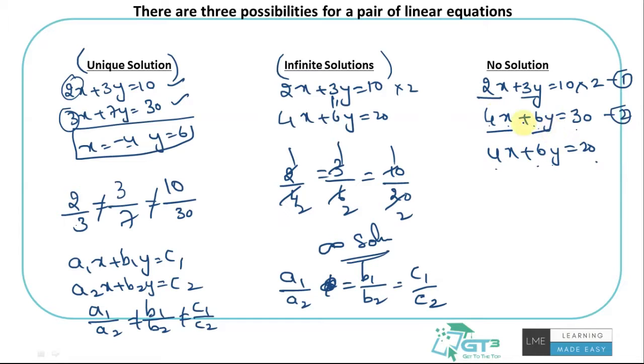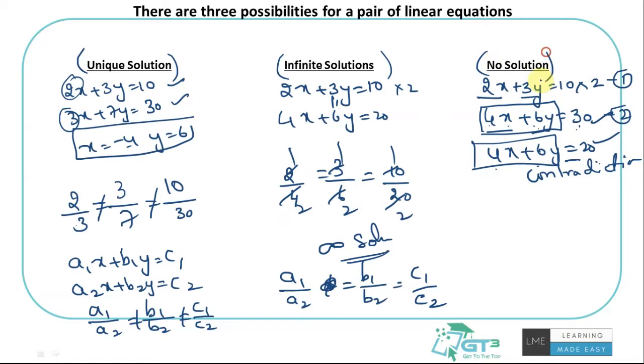4x plus 6y is 30, 4x plus 6y is 20. How can that be true? 4x plus 6y should be either 20 or 30. It can't be the same expression equal to two different things. So that's why I'm saying this is a contradiction, and that's why there will be no value in the whole number system which would satisfy both equations. I cannot have certain values for x and y which would give me 4x plus 6y equals 30 and 4x plus 6y equals 20. I'll only be able to satisfy this or this, not both. That's why I will have zero solutions, or no solution.